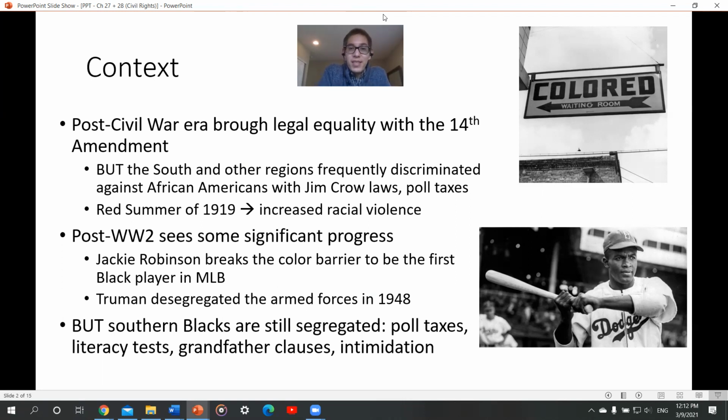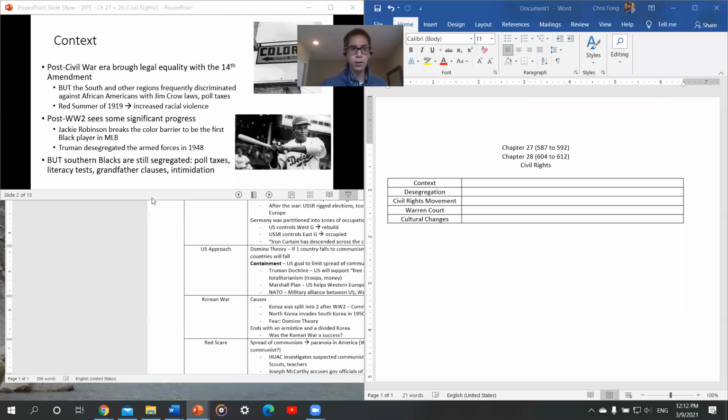And then President Truman officially desegregated the Army, desegregated the armed forces in 1948. And Truman's decision was a significant one. But Jackie Robinson's move to break the color barrier was kind of maybe more symbolic rather than creating actual change. Blacks, especially in the South, were still segregated. They still faced poll taxes and literacy tests that prevented them from voting. They still faced intimidation and racial violence as well.